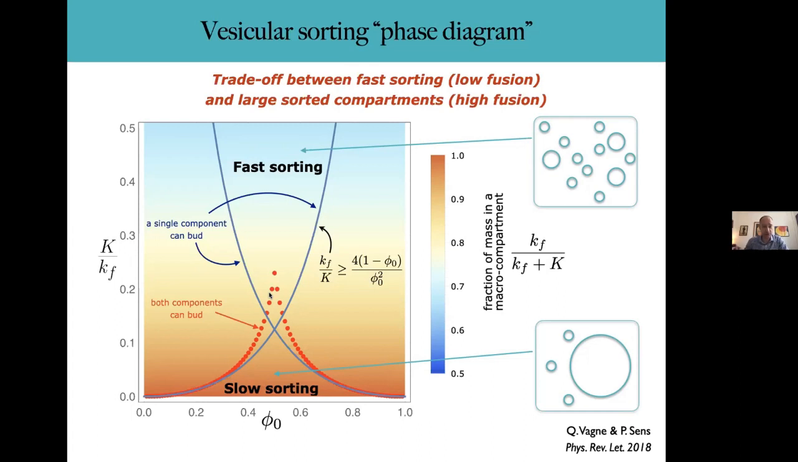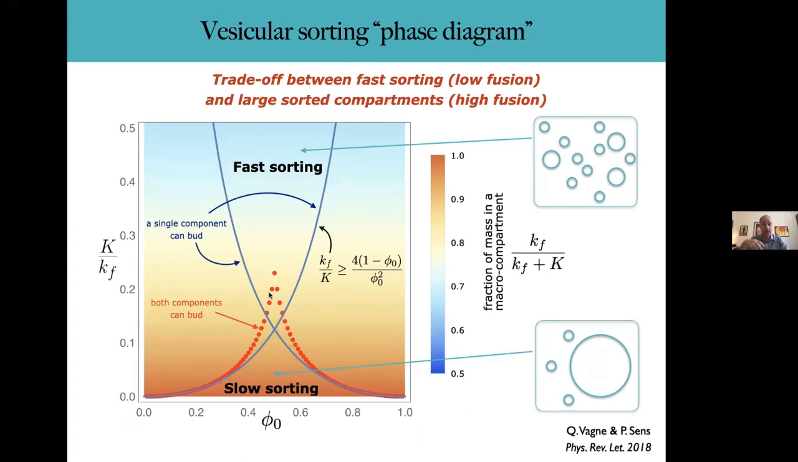Okay, so this is to illustrate, through the vesicular sorting mechanism, that the stationary state that you get is extremely sensitive to rates, and also to the kinetics at which the process occurs.